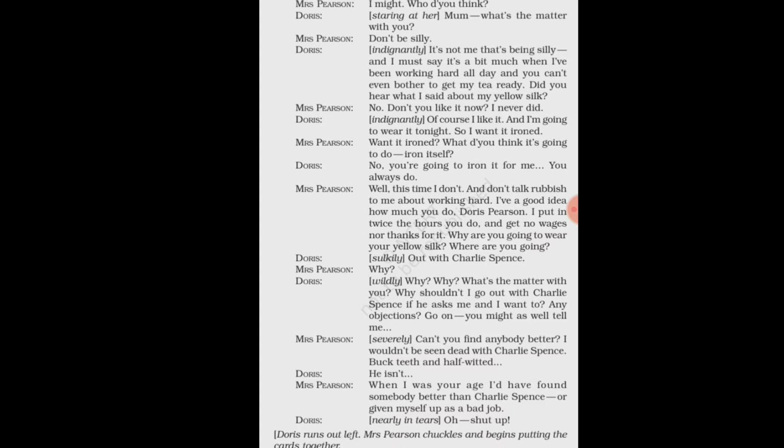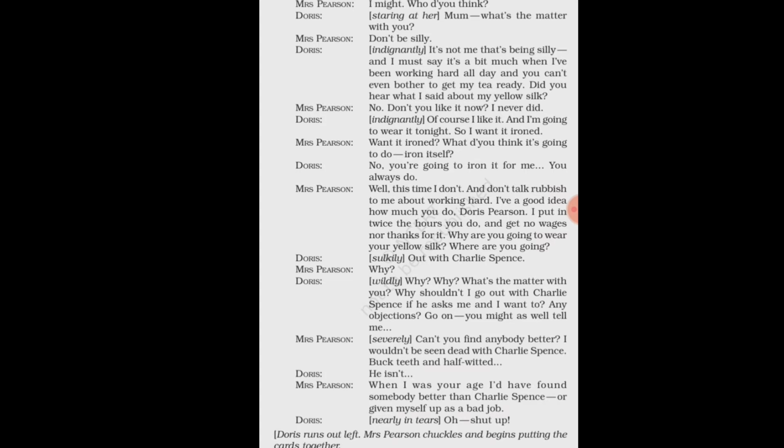Did you hear what I said about my yellow silk? Mrs. Pearson: No. Don't you like it now? I never did. Doris, indignantly: Of course I like it, and I am going to wear it tonight, so I want it ironed. Mrs. Pearson: Want it ironed? What do you think it's going to do? Iron itself? Doris: No, you're going to iron it for me. You always do. Mrs. Pearson: Well, this time I don't. And don't talk rubbish to me about working hard. I've a good idea how much work you do.